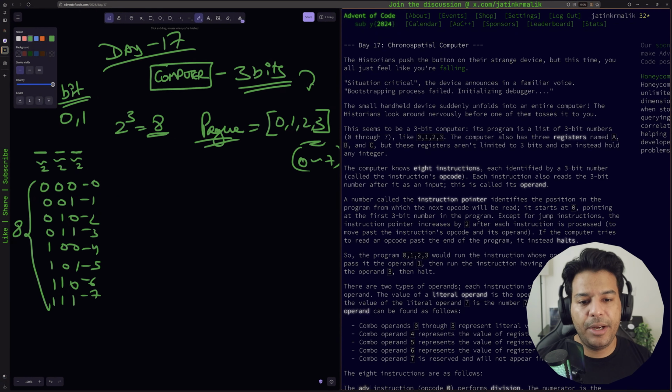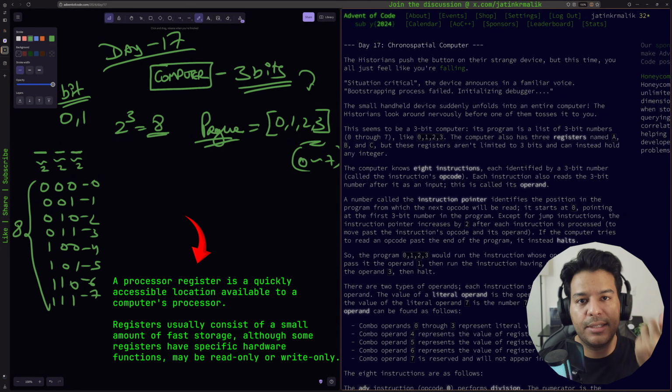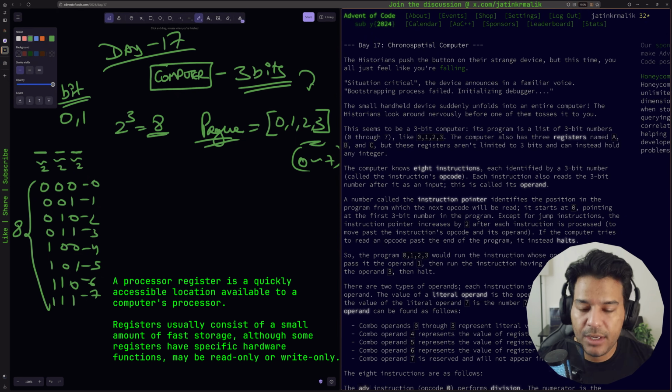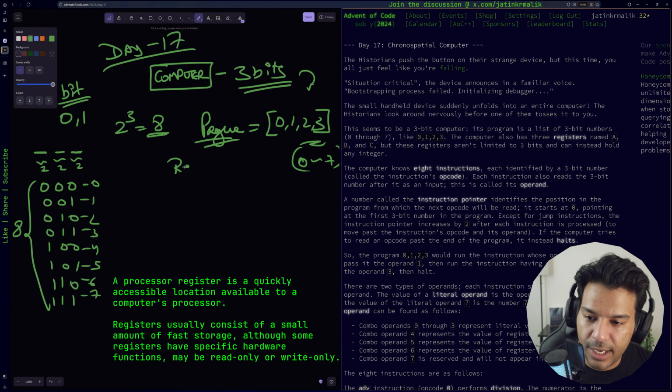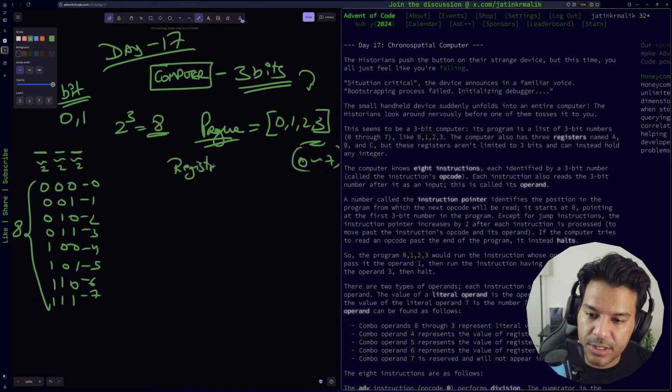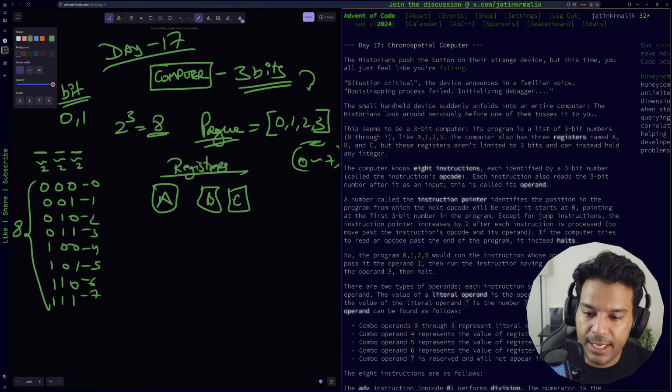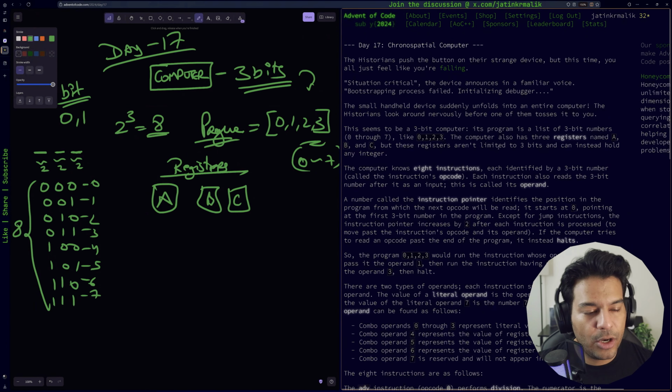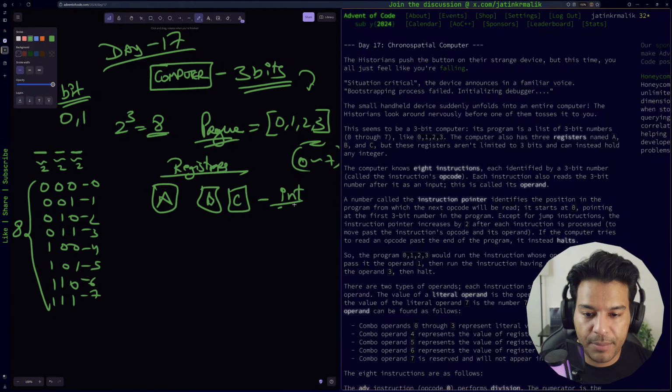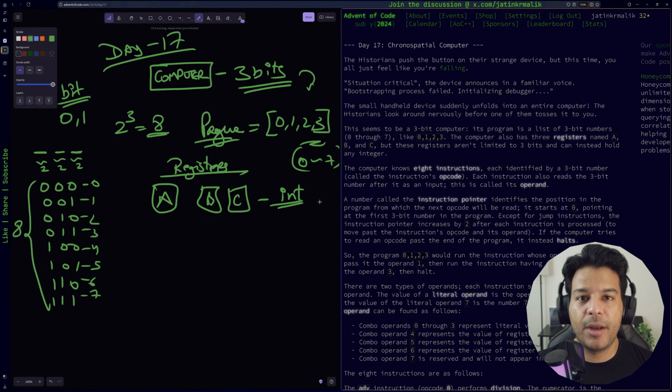So if I have to explain to you in very simple terms, a register is a very small storage location inside any computer that can hold some value. In this case, we are given 3 registers, A, B, and C. And it says that they are not limited to 3 bits, which is 0 to 7, but instead can hold any integer, which means it can hold a positive number, a negative number, or a 0.